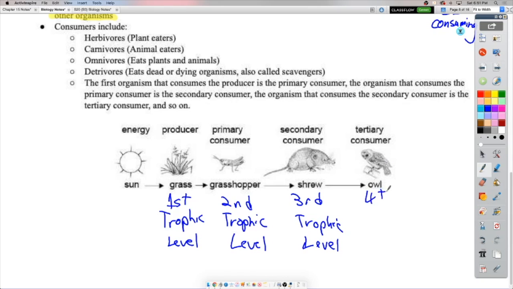Okay, and that would be the fourth trophic level. Something could eat the owl and it would be the fifth trophic level, but we would still call it the tertiary consumer. From now on, it's all tertiary consumers. Okay, so the sun is not really a trophic level. It's just showing where the energy came from in the beginning.